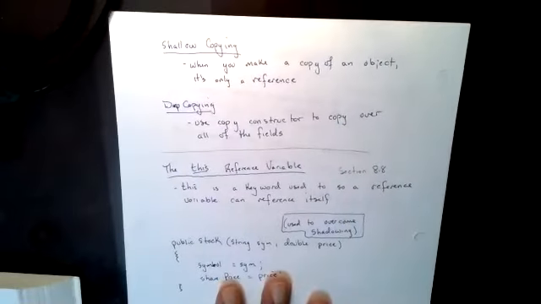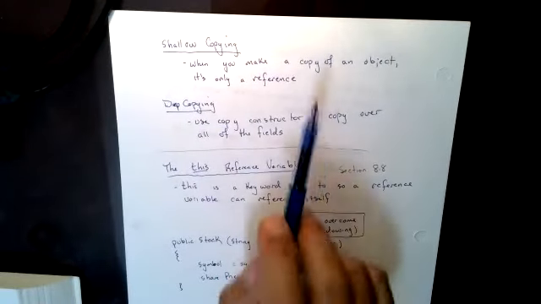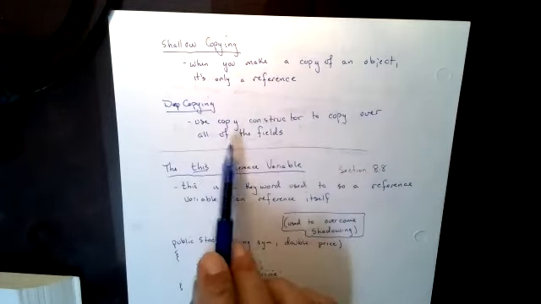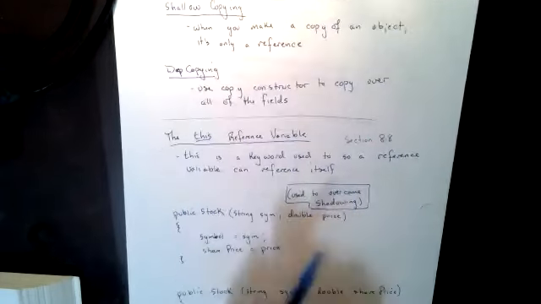So again, I have notes here. Shallow copying is when you make a copy of an object, it's only the reference. Deep copying is going in and copying all the individual values from each of the fields over.